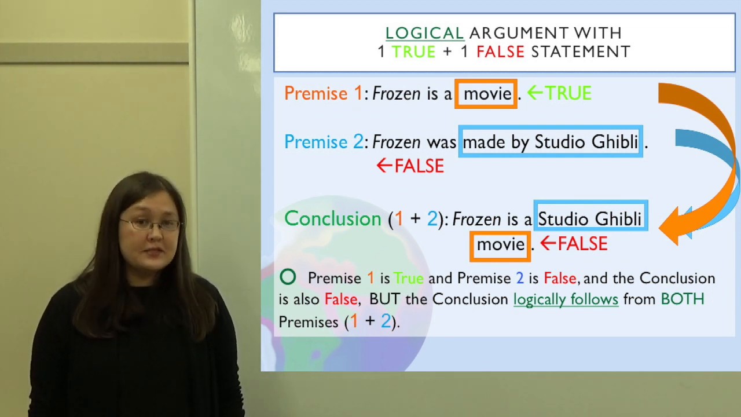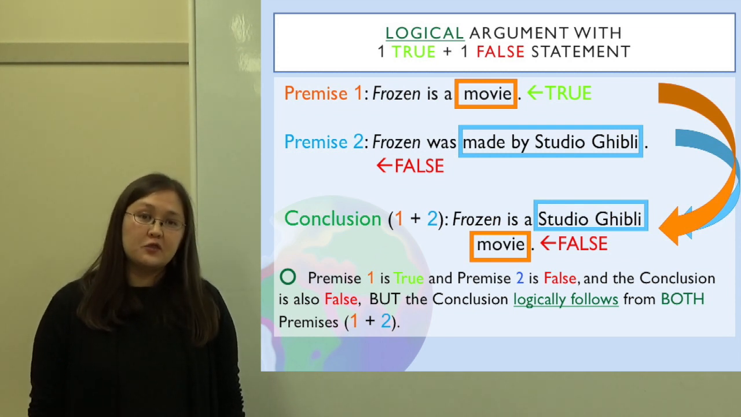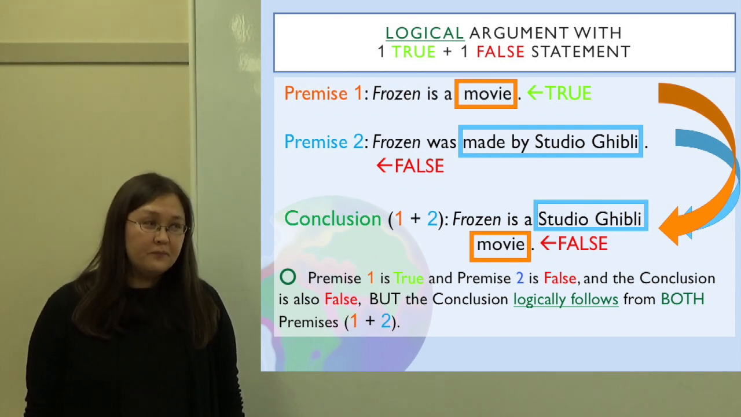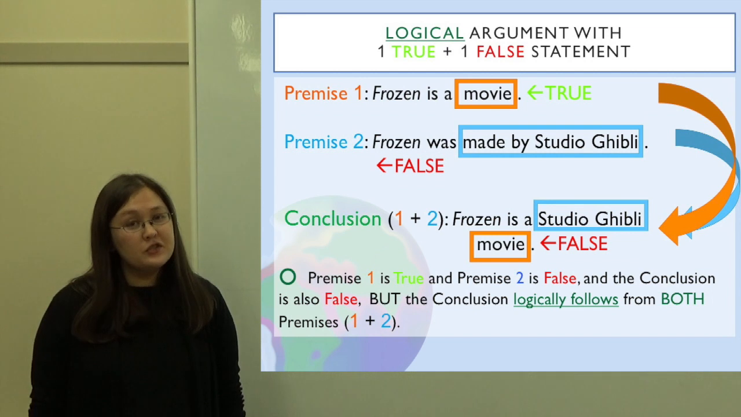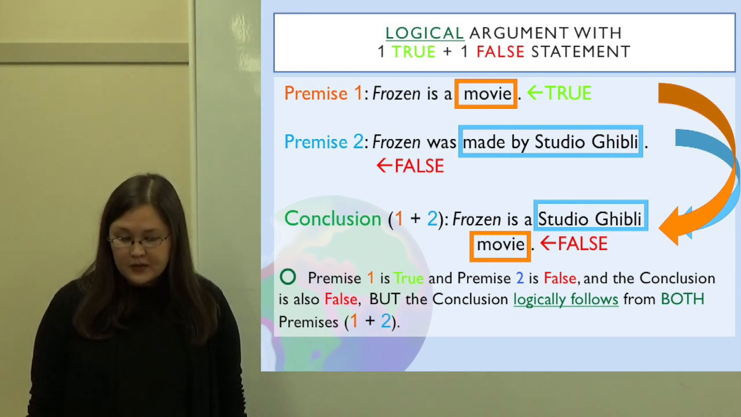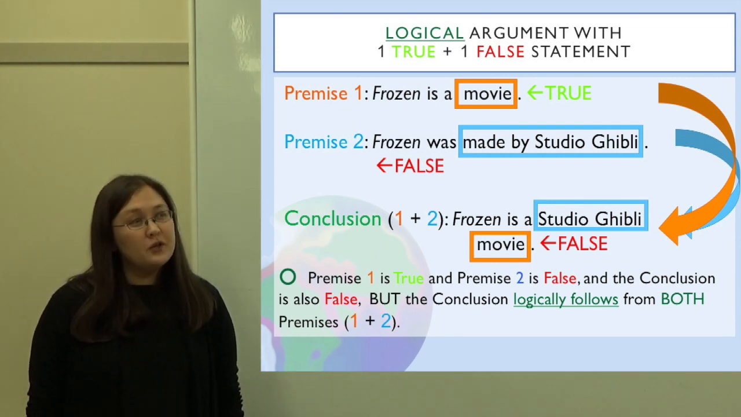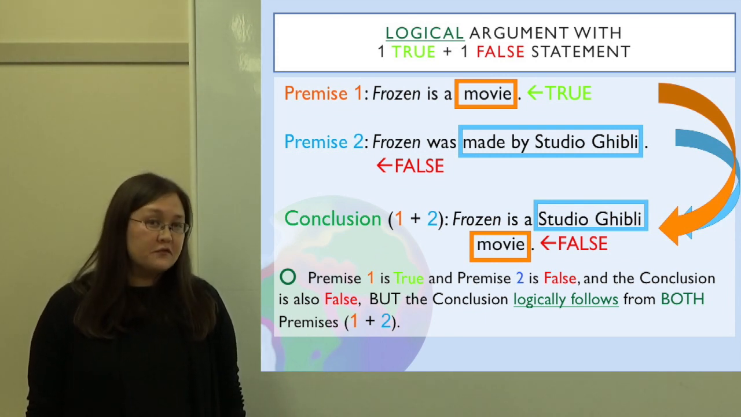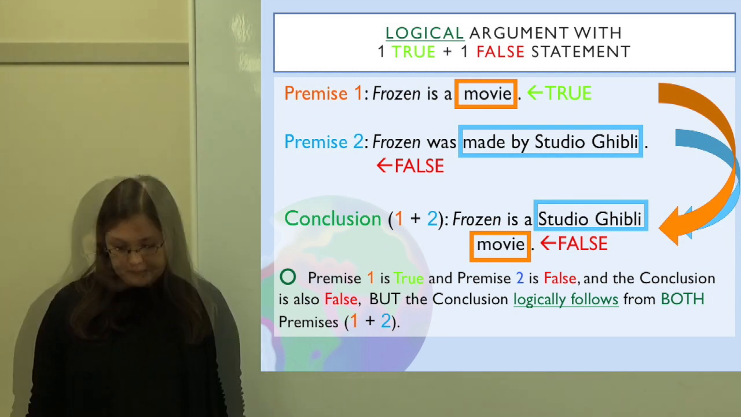In this example, Premise 1, Frozen is a movie. Yes, this is true, and we can check in the real world. Premise 2, Frozen was made by Studio Ghibli. No, this is false. We know that Frozen was made by Disney, and Studio Ghibli made different movies. The conclusion, 1 plus 2, Frozen is a Studio Ghibli movie. Because premise 2 was false, this conclusion is false. However, it is following the rules of logic because 1 plus 2 both went into the conclusion.